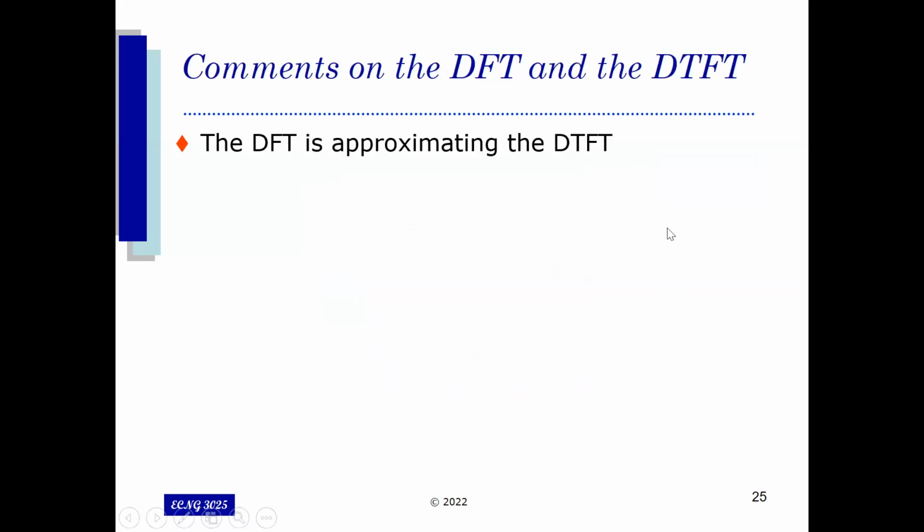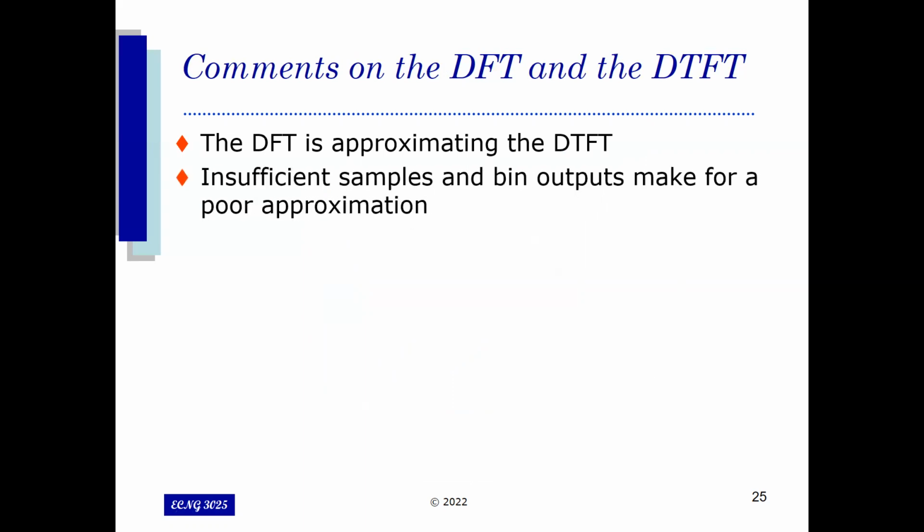So in terms of the comments, the DFT is approximating the discrete time Fourier transform because we are sampling frequency now. Insufficient samples and bin output makes for a poor approximation. Remember, our bins are FS over N. We only have 5 samples in this case for N, so our resolution is very poor. It's FS over 5, which is 1 hertz. So clearly the more samples you have, the better this thing will work.